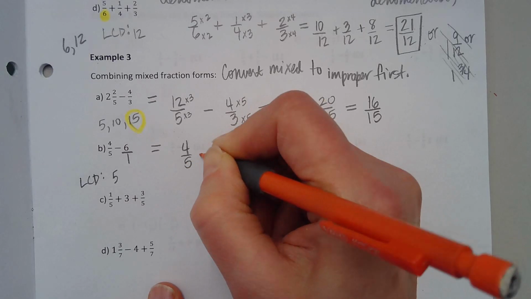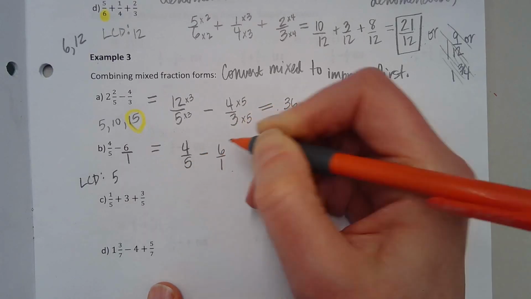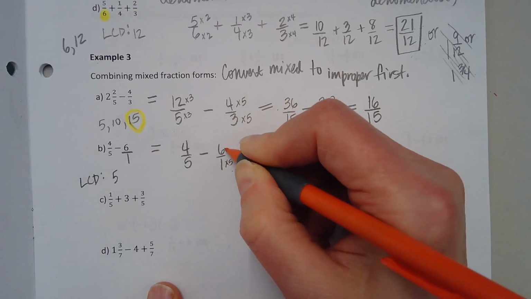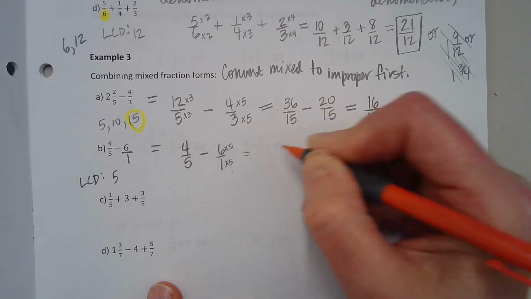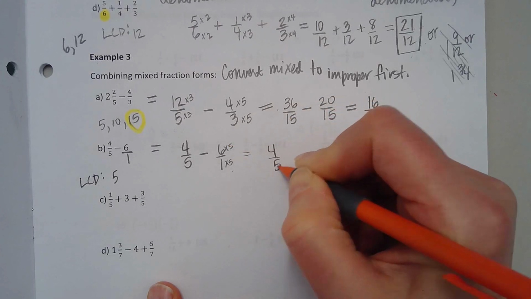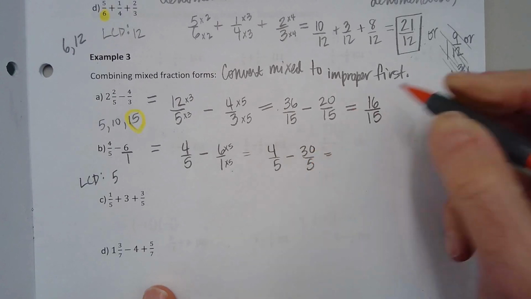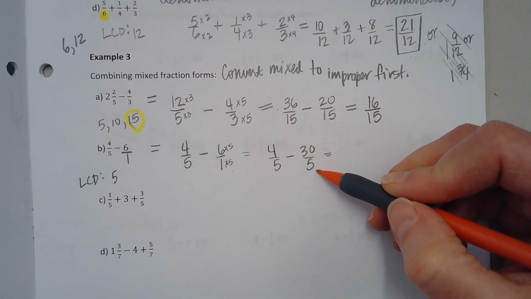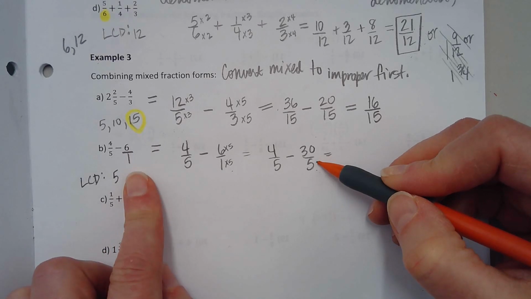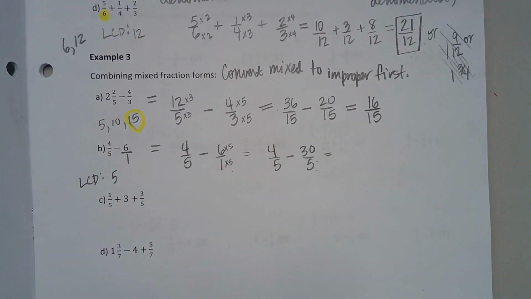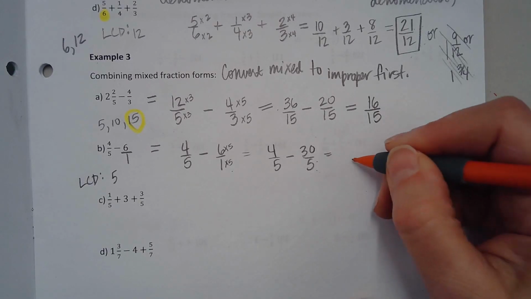4/5 minus 6/1. So I'd have to multiply by 5, multiply by 5. So I get 4/5 minus 30/5. Let's just take a minute here. 30 divided by 5, what is that? 6, right? I haven't changed anything. I've just written an equivalent form of 6 because I needed it in the question. All right, so my denominator is 5.